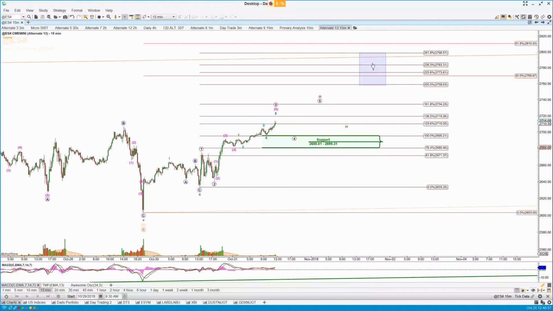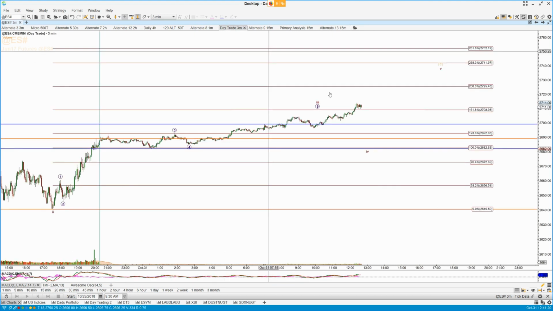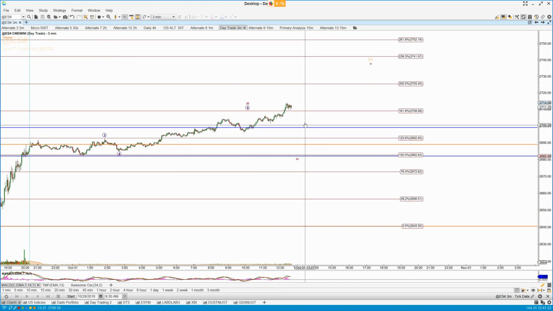Okay, so I'm still leaning that way, but one has to try and be completely neutral at this point, forget opinions, and just watch what price does in terms of the bottom-up structure, and then watch the resistance levels calculated from the top down. So I'm watching both of those all the way along to see what we get in the markets.